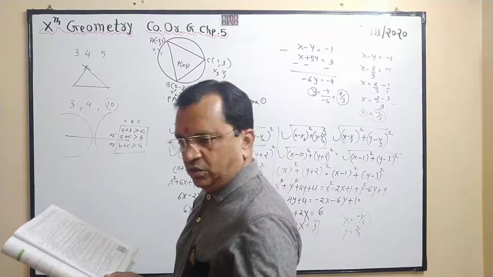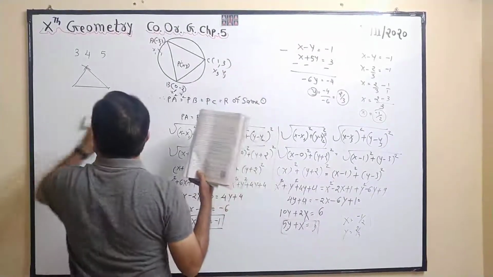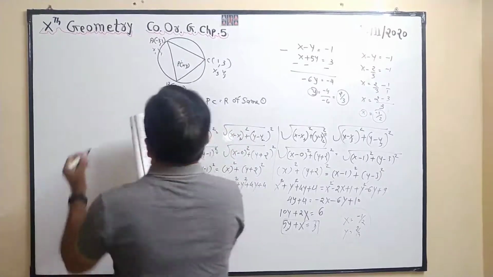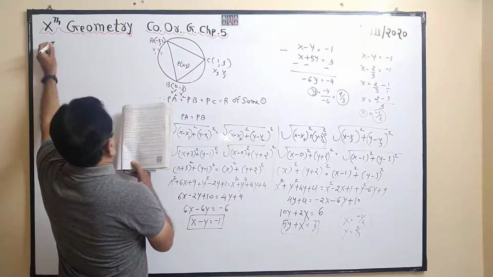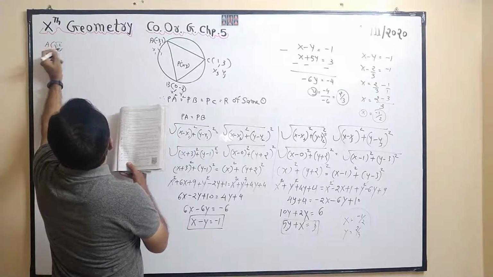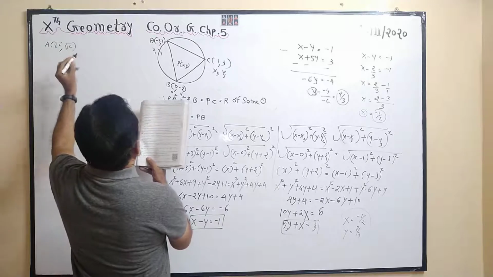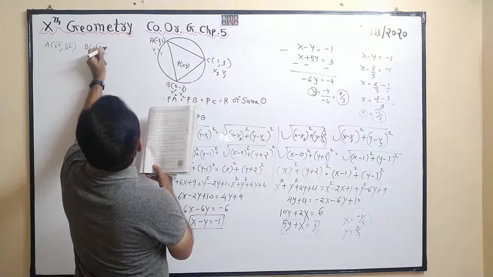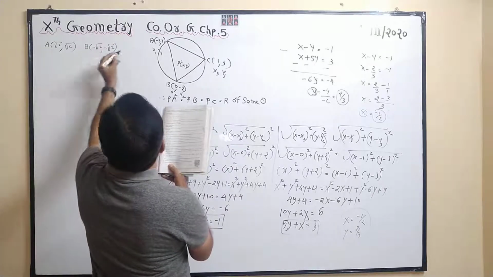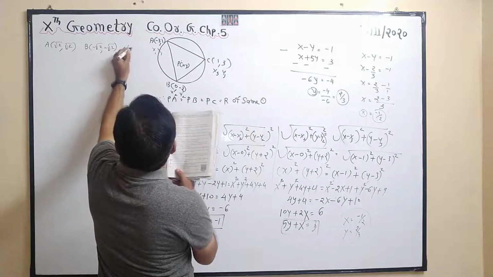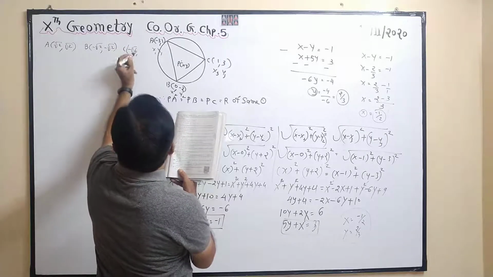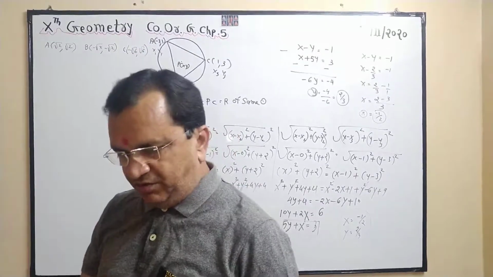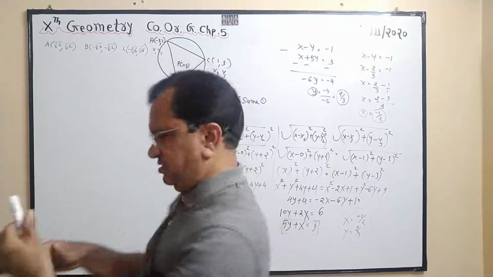Correct. So only 3 distances we have to find. A is given, root 2, root 2. B is given, minus root 2, minus root 2. C is given, minus root 6 and root 6. Correct. Now we will find out distance AB, BC, CA.